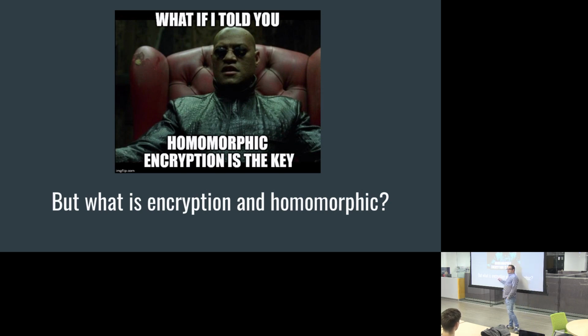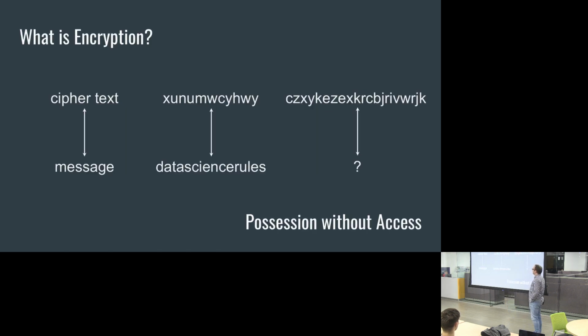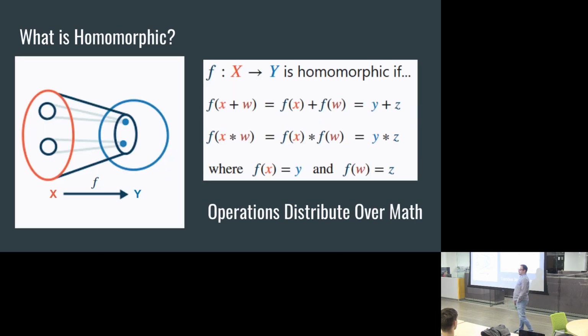But what is encryption? And what is homomorphic? So first, encryption. Encryption is about taking a message and turning it into a ciphertext and vice versa. So you have an example here. This gobbledygook can be turned into data science rules using a decryption method. But the important thing is that you can have a ciphertext without knowing the information that it holds. So you can have possession of the ciphertext without access to the information within it. And that's the important part of encryption here.